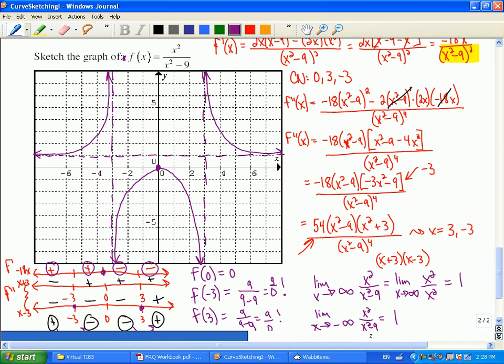Okay, so remember that when you're sketching the curve, we started talking just about the critical numbers and inflection points. The other thing you're going to need to look for today is vertical and horizontal asymptotes. Okay?